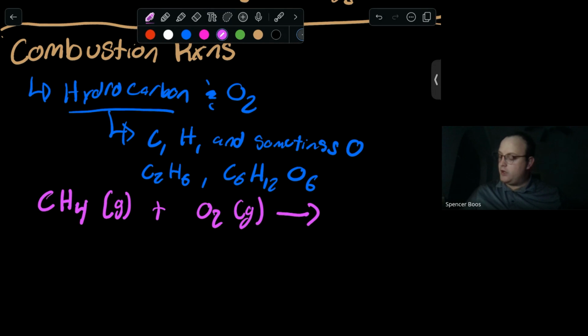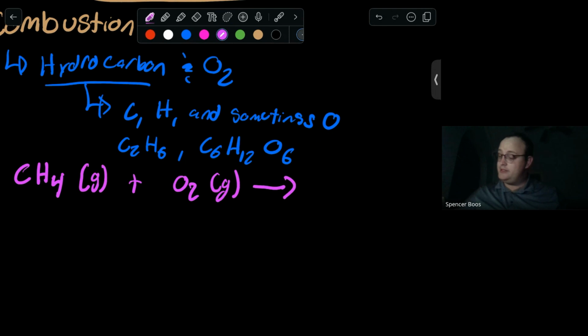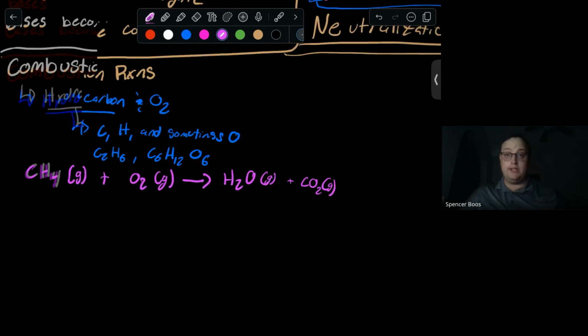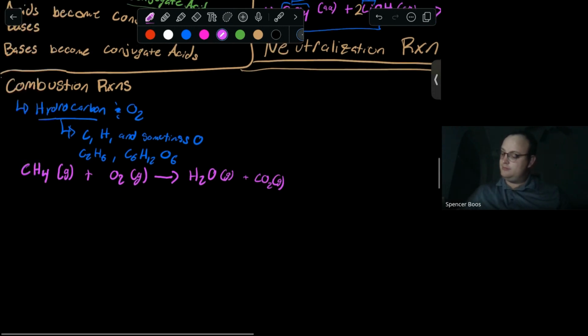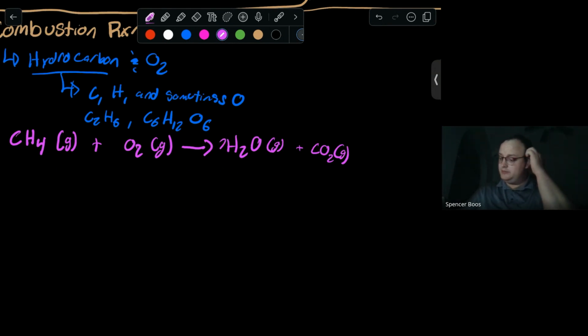And this forms always, no matter what the hydrocarbon is, water vapor and carbon dioxide. Always. And then you just need to balance. So we just put a 2 here. We check our counts. Looks like we'll need another 2 here. We're done and dusted.